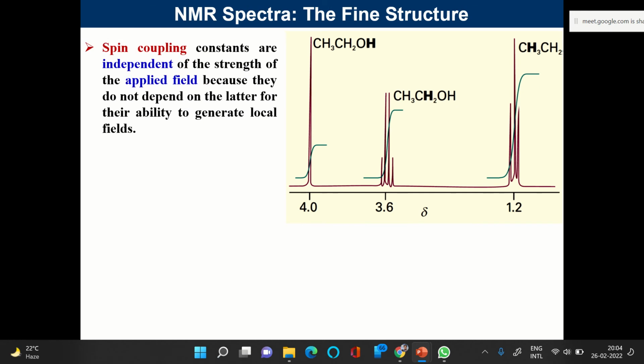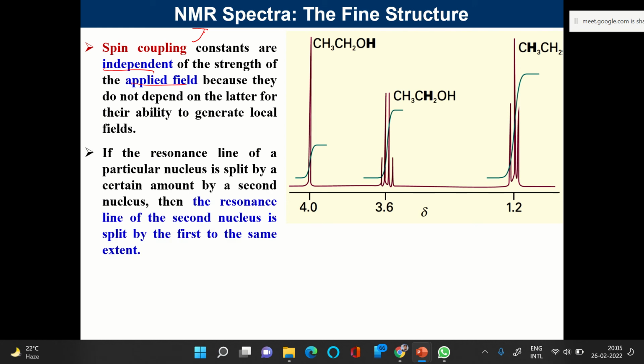Okay, and this particular constant J, the spin coupling constant, is independent of the applied field, because they are unaffected.